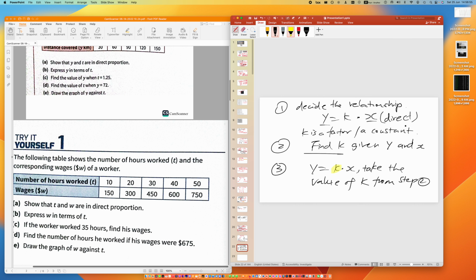35 hours. So what should you end up with? W equals 15 times 35. Yes? Why 15 times 35? Why not divide? Answer my question, why?